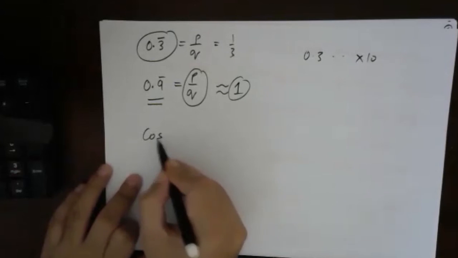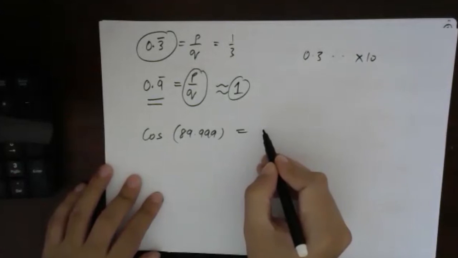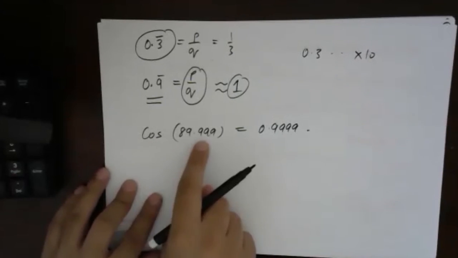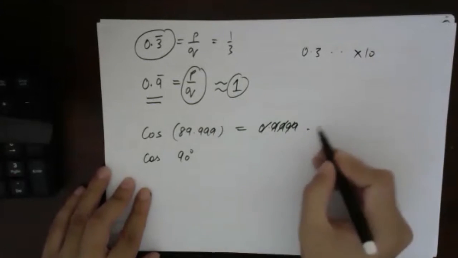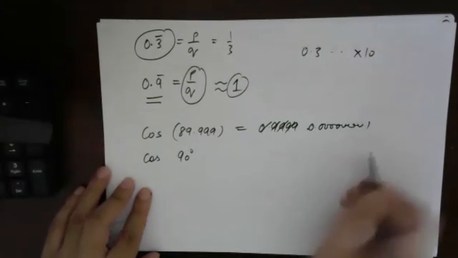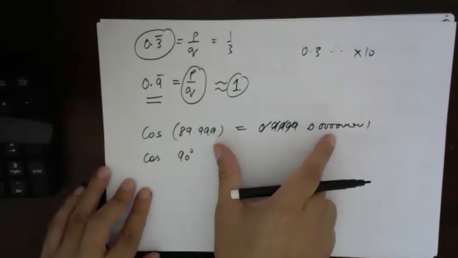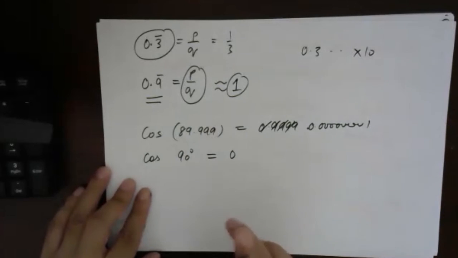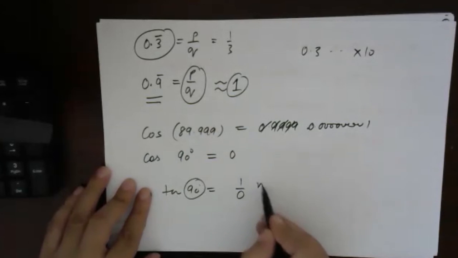So what is happening is that when we write cos of, suppose, 89.999, we will get approximately 0.99999. Now when we increase the value, we'll get approximately cos of 90 degree, sorry, 0.00000001. When we are reaching this, it is approximately 0. So when we move to 90, we take this as exact 0. That is why tan of 90 degree will become 1 by 0. So tan of 90 is not defined.